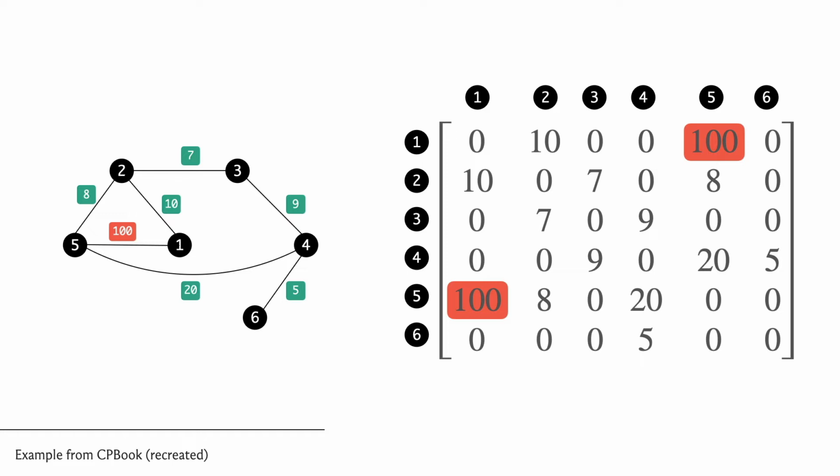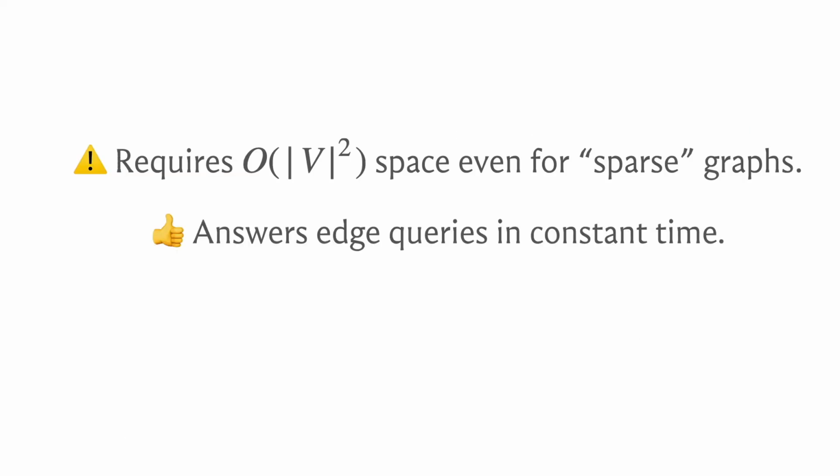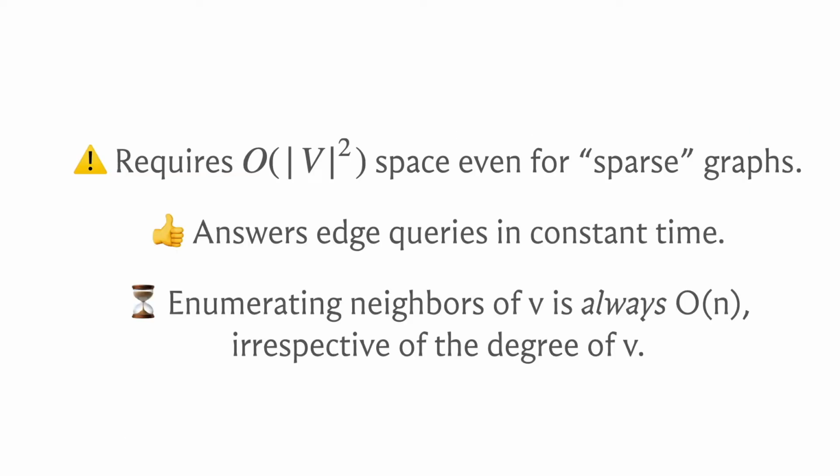So if you wanted to use the adjacency matrix to enumerate all the neighbors of a vertex, how much time do you think that will take? Well, if you think about it for a moment, you'll probably realize that this is going to take order n time, irrespective of how many neighbors a vertex has. You could be vertex number 6 with just one neighbor, but for the algorithm to be able to know that, it still has to scan the entire row or column corresponding to the vertex 6 to figure out how many neighbors it has, right?